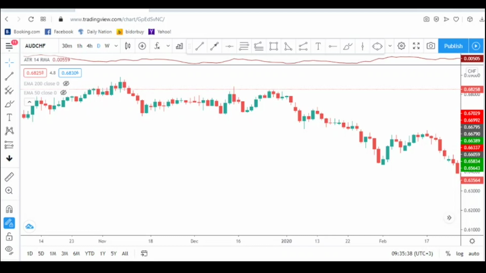After watching this video, you'll be able to identify the direction of a trend in any given market, whether it's forex market, stock market, or cryptocurrency. This strategy applies to any given market. And this strategy doesn't require any fancy indicators. It's all based on price action.